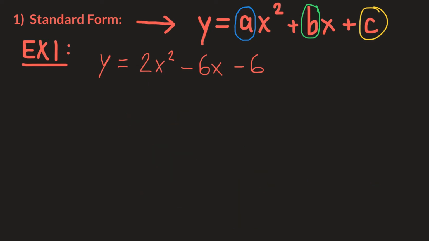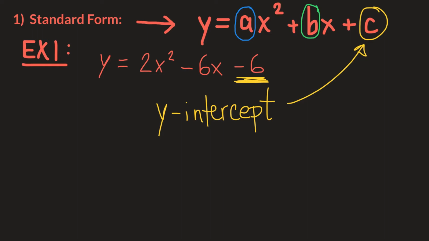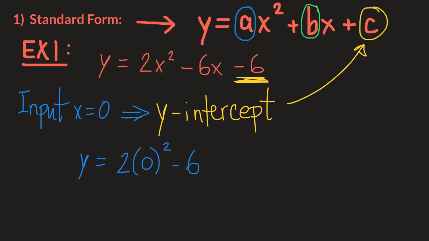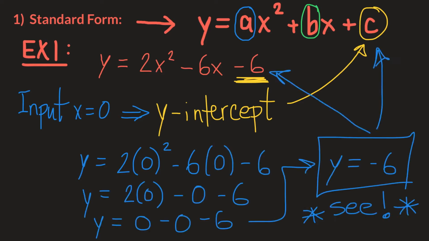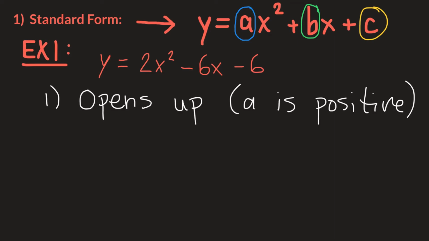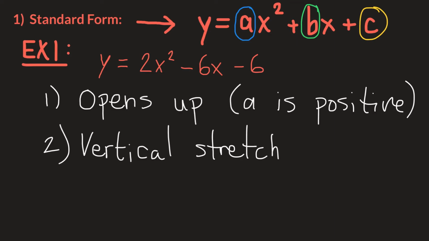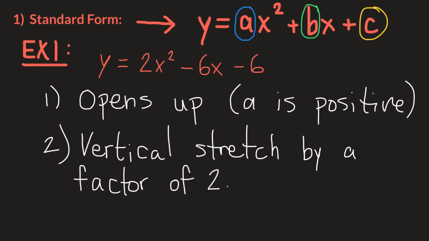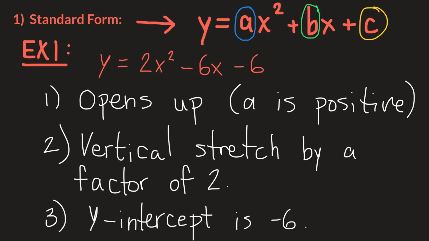The other important thing that standard form tells us is the y-intercept. The y-intercept is always your c value, because if you plug in x equals 0, that will always give you the y-intercept. And in this case, the y-intercept is -6. So the important things you can take away from this parabola in standard form is number one, it opens up. Number two, there's a vertical stretch by a factor of 2. And number three, there is a y-intercept of -6.